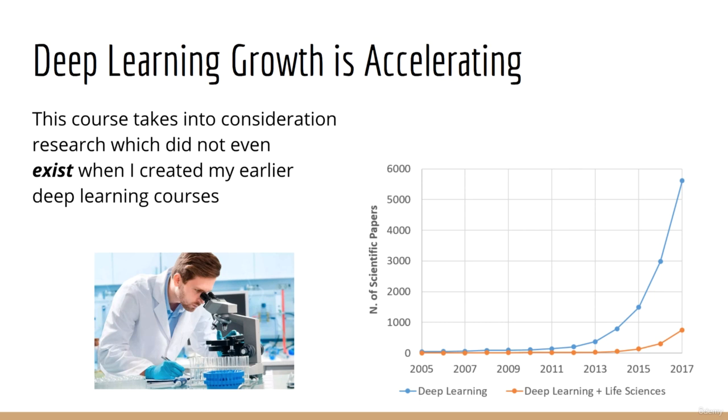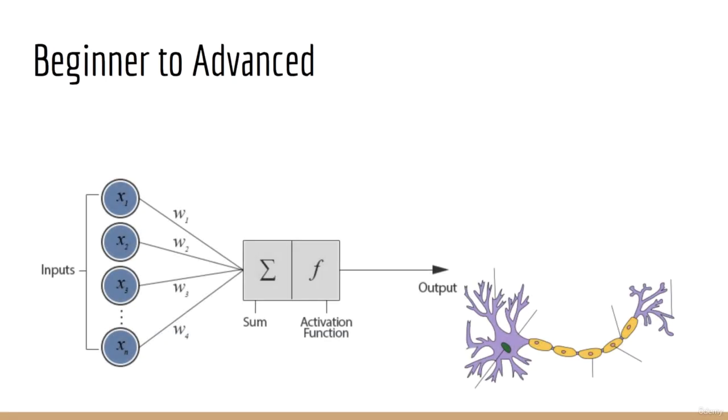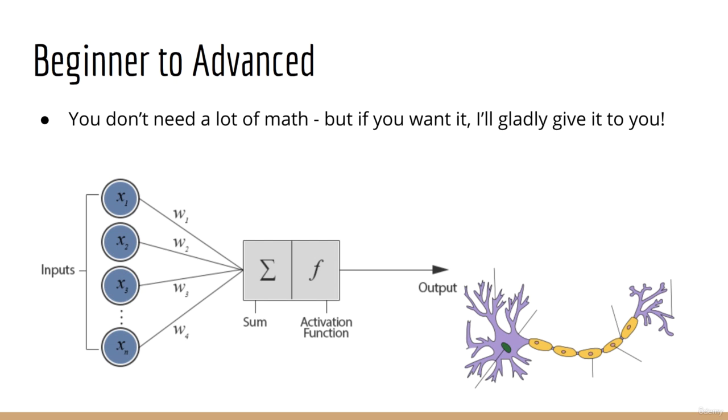Things like the best way to train your neural network to architecture decisions. Thanks to the hard work of deep learning researchers all around the world, I've been able to take what they've learned and bring that information to you. This course is designed to be a beginner to advanced course. So you don't need a lot of math and background knowledge, but of course, if you're into that sort of thing, I certainly have resources for you.